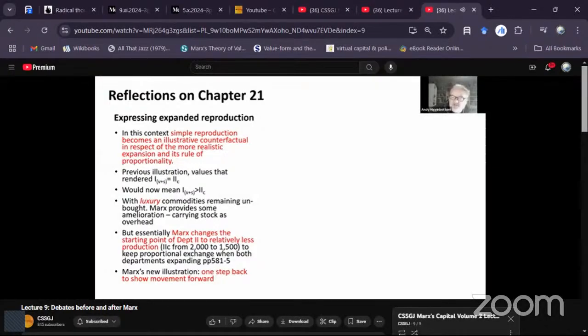Now, this is not just an artificial trick by Marx. Rather, he's changing the starting point. He has to change the starting point because there's an expansion, and the expansion rule is a different rule of proportionality between the two departments. So I was saying that this is Marx sidestepping the problem. I don't think he actually is, but I don't think he fully spells it out. He indicates a solution, but he doesn't fully spell out the different logic of capital in expansion rather than simple reproduction.